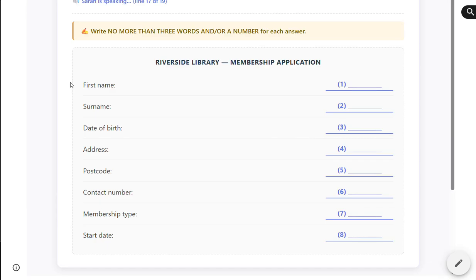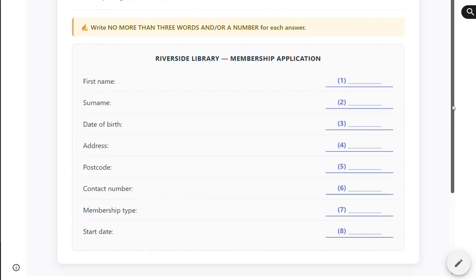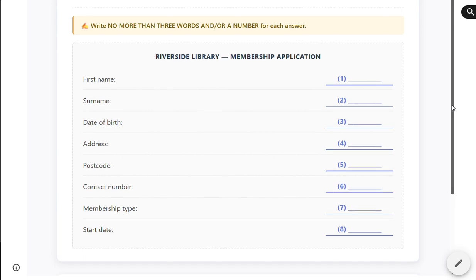Excellent choice. And would you like your membership to start today, or from the 1st of next month? Let's start it today, no point waiting. Perfect, that's everything I need. Welcome to Riverside Library, Tom.